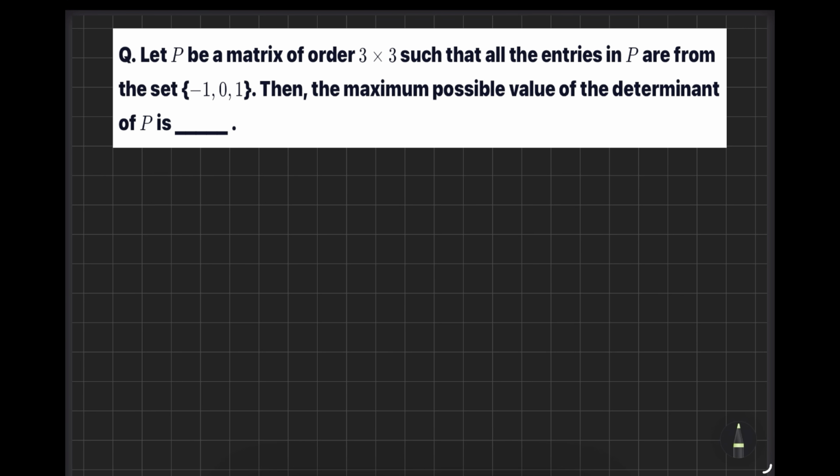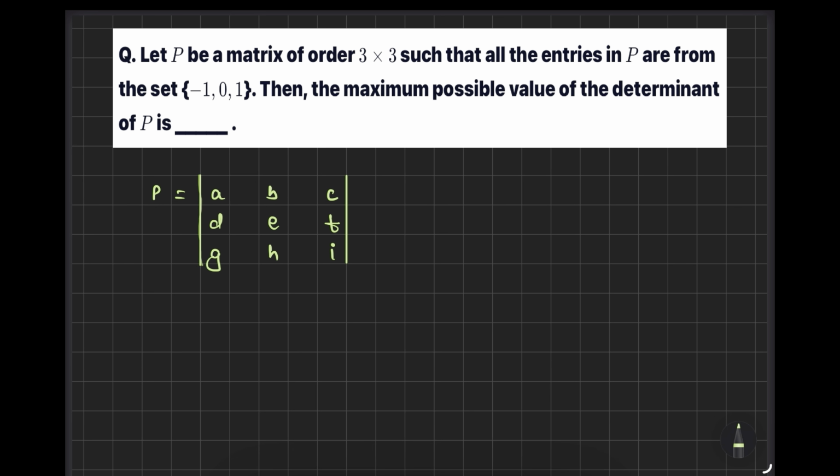So, we are back with a wholesome new question which says: let P be a matrix of order 3 cross 3 such that all entries in P are from the set {-1, 0, 1}. Okay. So, look at how we will try to solve this problem. Suppose that matrix P is A, B, C, D, E, F, G, H, and I. So I will focus on the determinant.